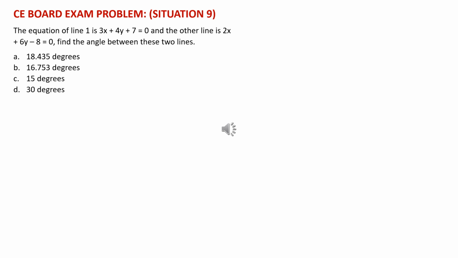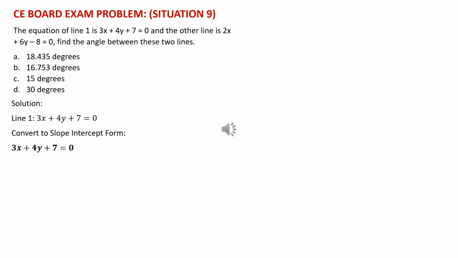And then let's try another CE board exam problem, situation number 9. The equation of line 1 is 3x plus 4y plus 7 equals 0, and the other line is 2x plus 6y minus 8 equals 0. We have to determine the angle between these two lines, wherein the following choices are 18.435 degrees, 16.753 degrees, 15 degrees, and 30 degrees.